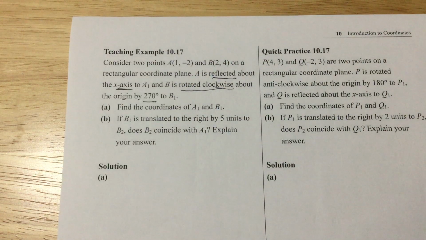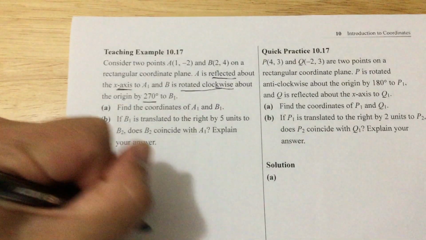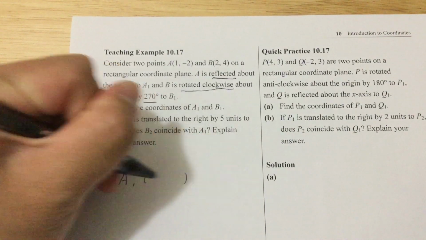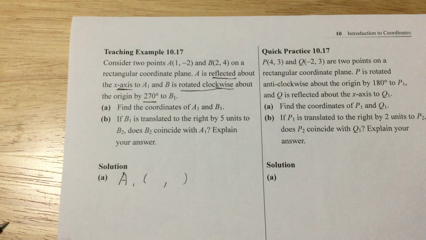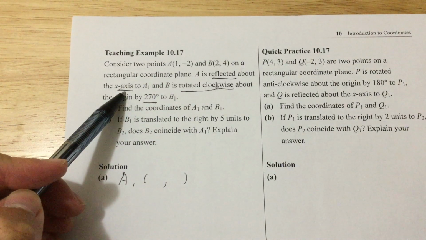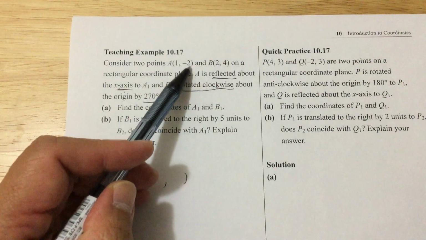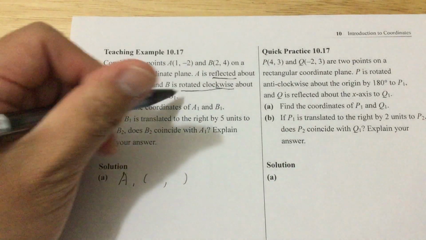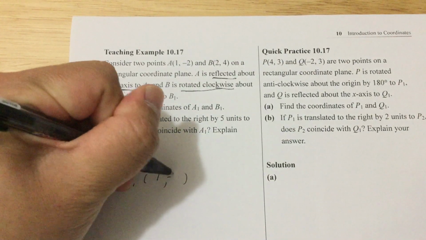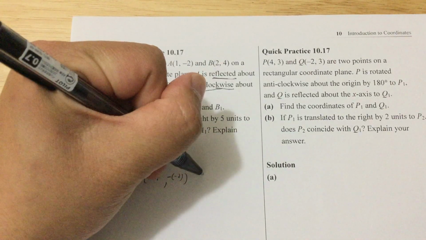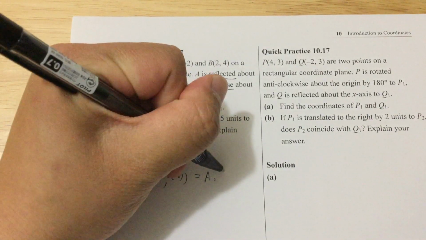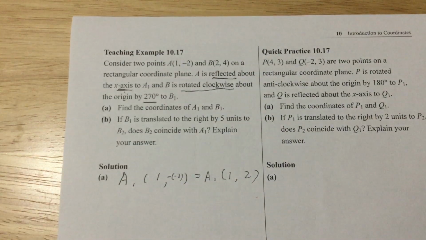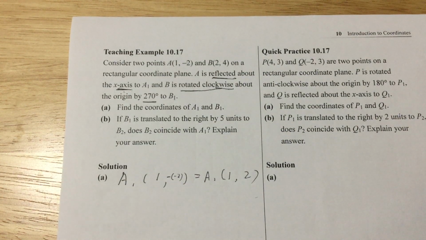So first of all, let's do A1 first. A1, you can write down the answer immediately because I've told you that for the x-axis, that means we will change the y coordinate for reflection and we will add a negative sign here. So that means we have 1, negative, negative 2. So A1 is 1, 2. Okay, immediately.